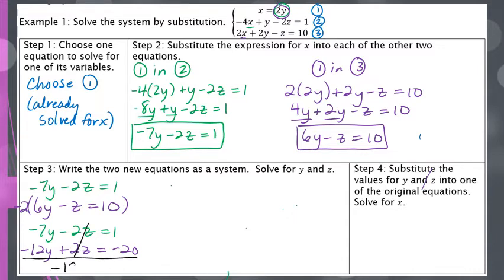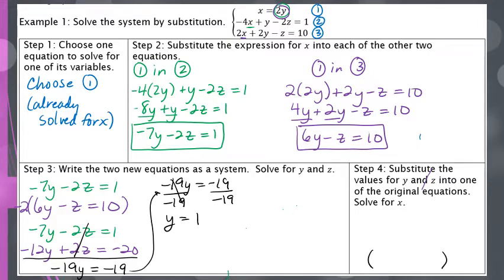Okay, so what I have left now, the 2z's cancel, which is what I wanted. I have negative 19y equals negative 19, and I'm going to come up here because I'm running out of room. If I divide both sides by negative 19, that gives me my y value, which is positive 1. So that is 1/3 of my final answer. Our final answer is going to be written as what's called an ordered triple. And it's going to be x comma y comma z. So my y value is 1. That goes in the middle.